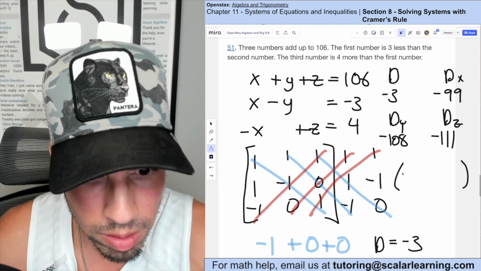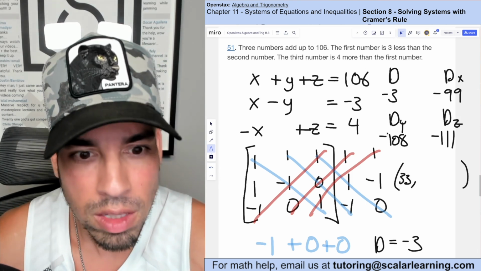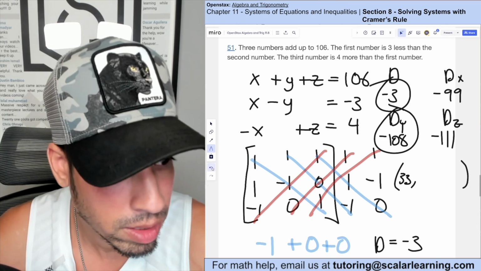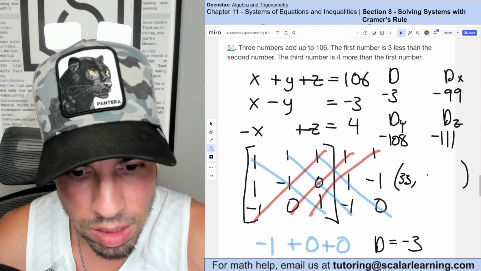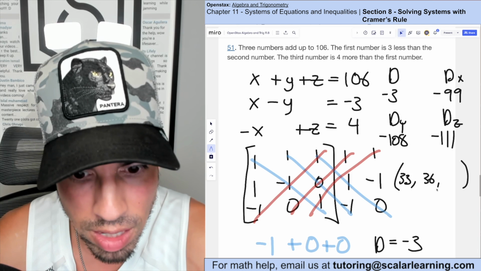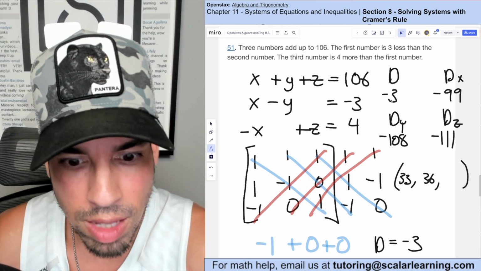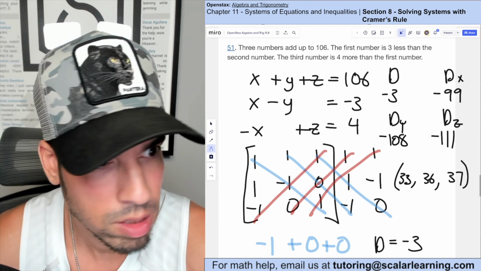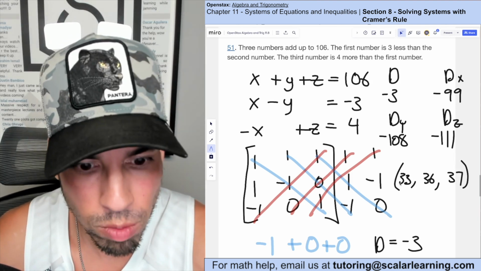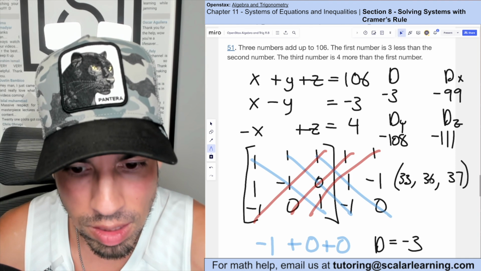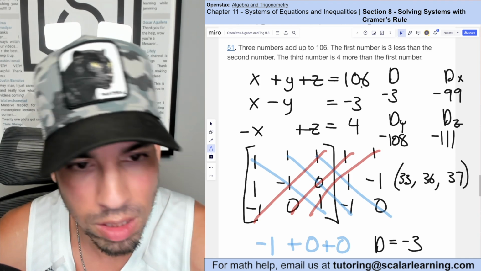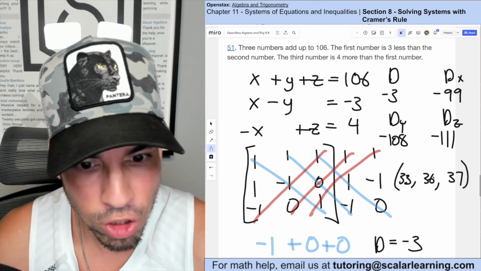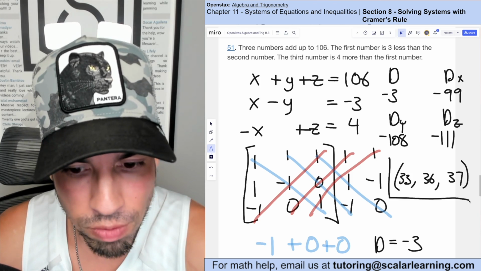That's going to be 33 for x. Then we got dy divided by d. That is going to be 36 positive, right? Negatives cancel out. Last but not least, we got negative 111 divided by negative 3. And that's going to be positive 37. And just to do a quick check, right? What do these three add up to? That's 69. 99 plus 7 is 106. That's what we said. The rest match as well. That is your final answer.